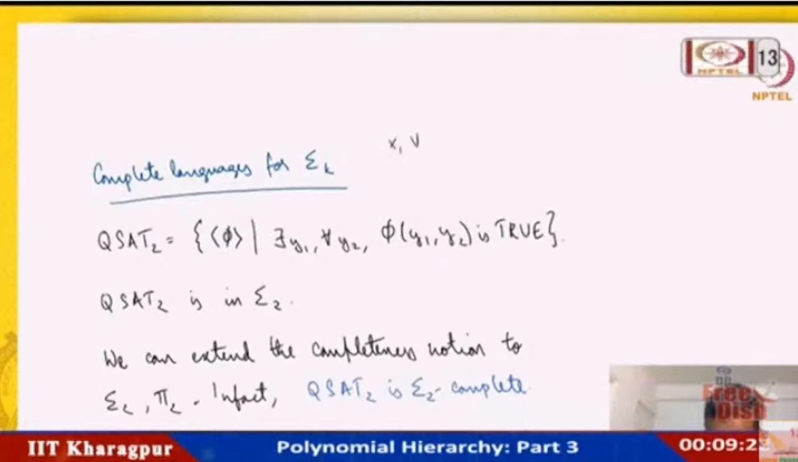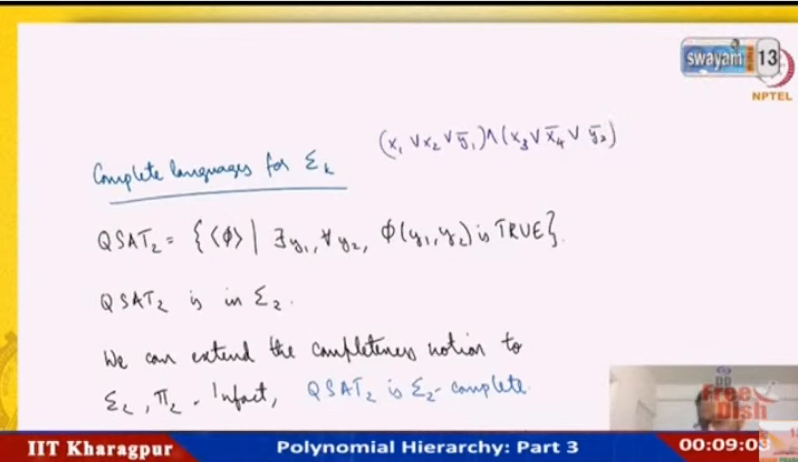Let's say x1 or x2 or y1 and x3 or x4, something like this, y2. So let's say a formula consisting of some x's and some y's. Now I want to ask this question: does there exist a way to set x's in such a way that, let's say, I get to set x, you get to set y?